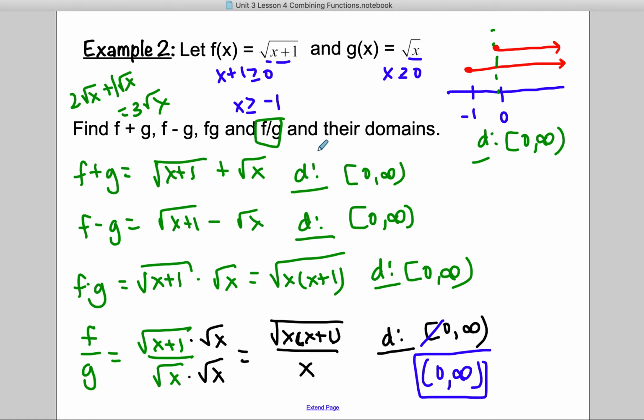Okay, so all the adding, subtracting, and multiplying should stay the same for the most part. However, if you divide, you always have to take into account that you cannot divide by 0. And if I were to have 0 for x, then that would be an issue. So there is that.